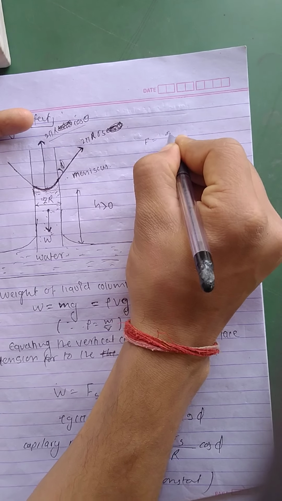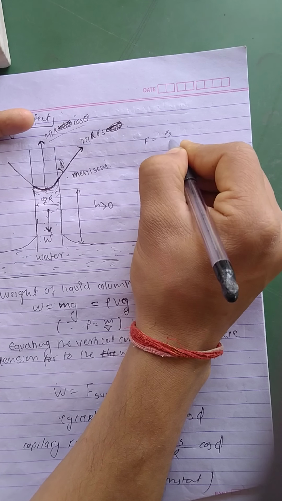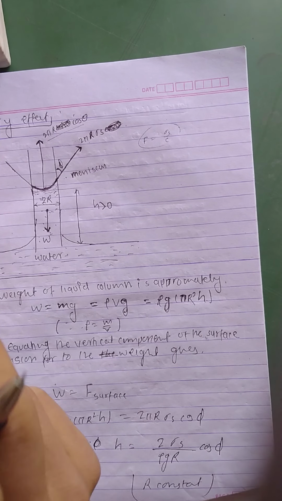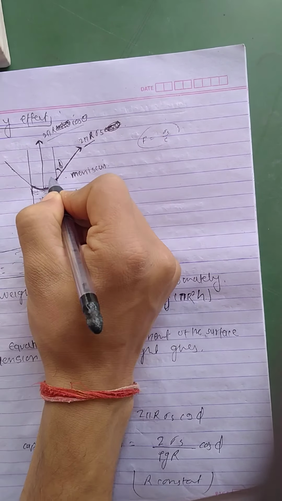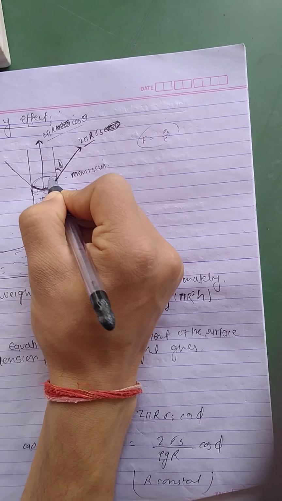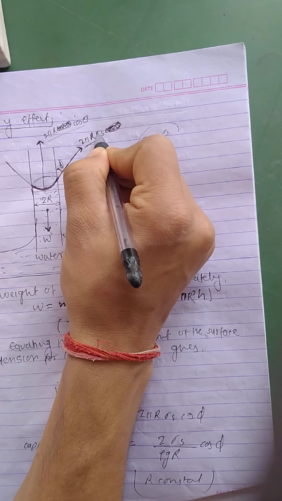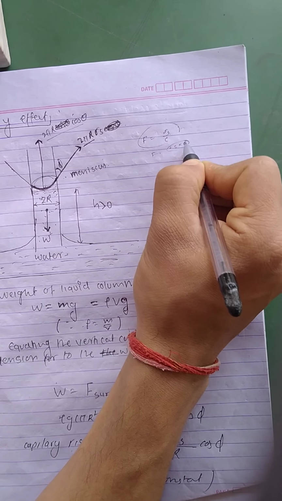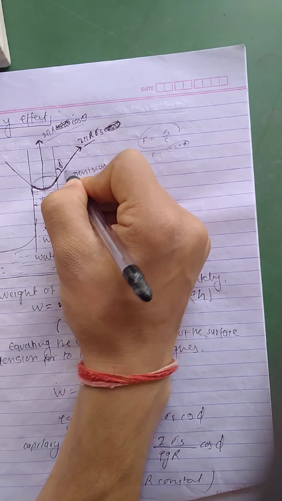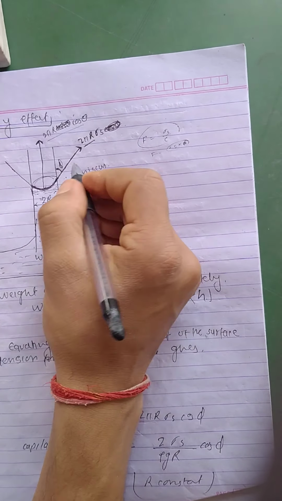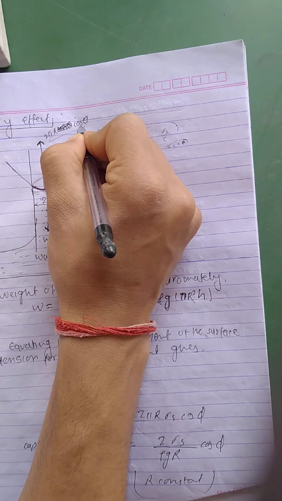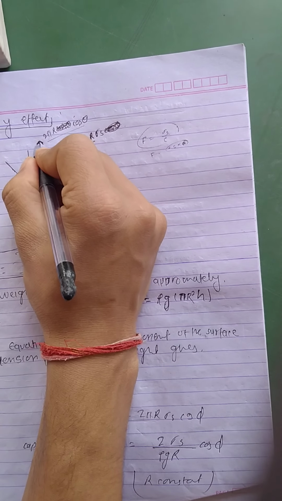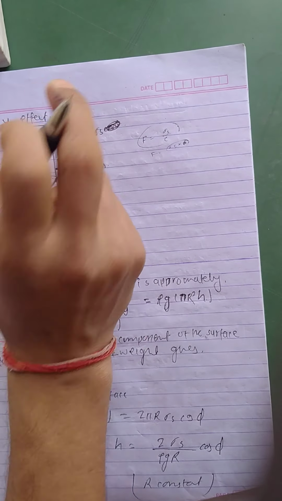Force is equal to sigma s times the circumference. The circumference formula for this circle is 2 pi r. So force is equal to sigma s into 2 pi r. If we resolve it, in the vertical direction it gives 2 pi r cos theta, and in the other direction 2 pi r sin theta. We are concerned only with the vertical force, so we will take only this one.